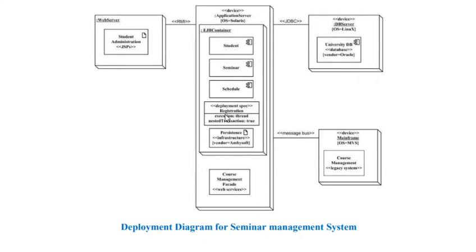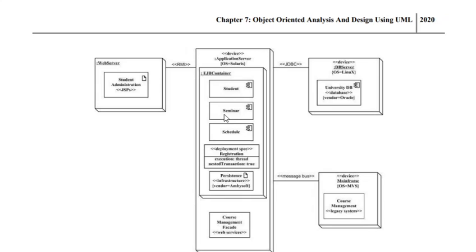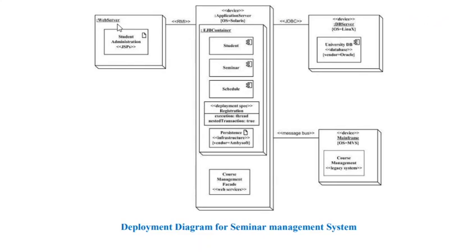Now this is a very simple deployment diagram. Again, I've taken it from a web reference. So here, the same component diagram is framed into a deployment diagram where different components are placed at different locations. So here we have the web server where the student administration unit is placed, right? We have the application server where the student seminar schedule, registration, persistence, and the course management are placed. We have the database server where the university database is placed, right? And we have another mainframe system where the course management is placed, right?